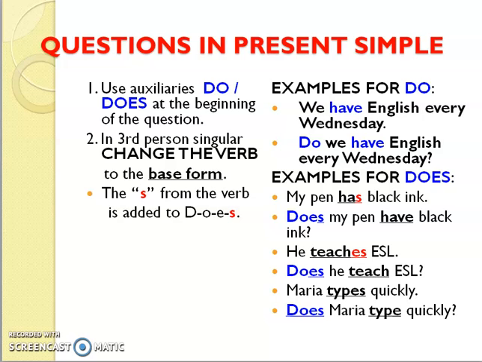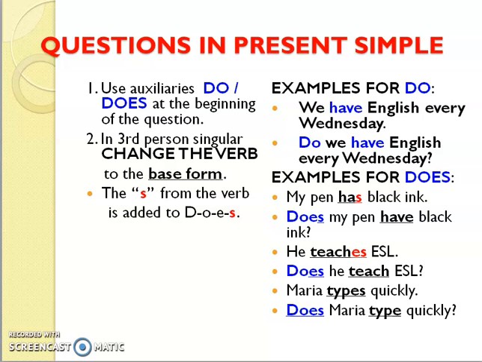For the third person singular, we use does, and for the other persons, singular and plural, we use do to form a question in present simple tense. For example, in the third person singular, change the verb to the base form. The s from the verb is added to does. So, examples for do. We have English every Wednesday.